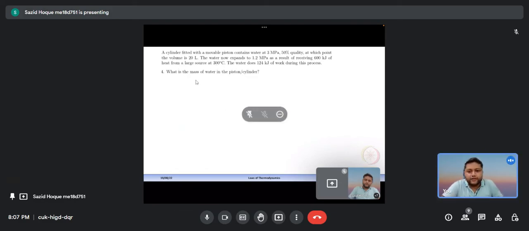So here again one cylinder problem. A cylinder is fitted with a movable piston containing water at 3 megapascal, 50% quality. So at which point the volume is 20 liter. So three things are given. One is the volume, one is the pressure, one is the quality. Quality you remember, right? What is quality? Yeah, dryness fraction. So 50% means it is almost in the middle. So this x will be 0.5.